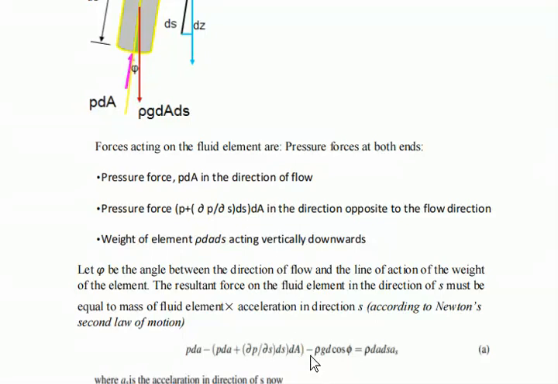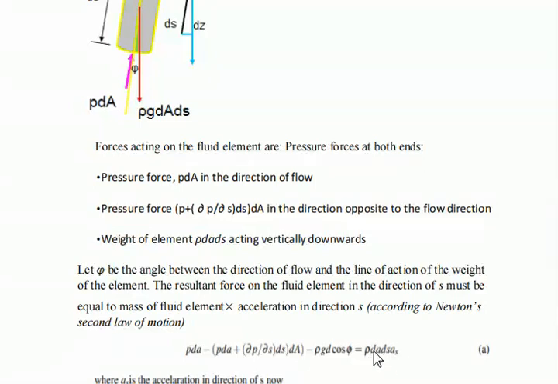And the other is minus rho g dA cos phi, because the weight of the element is acting at some angle with respect to the direction of flow of the streamline. So it will make some angle with respect to this line. You take minus rho g dA cos phi. Why is it minus? It is opposite to this direction. That is why it is minus rho g dA cos phi, which is equal to rho dA ds times a_s.